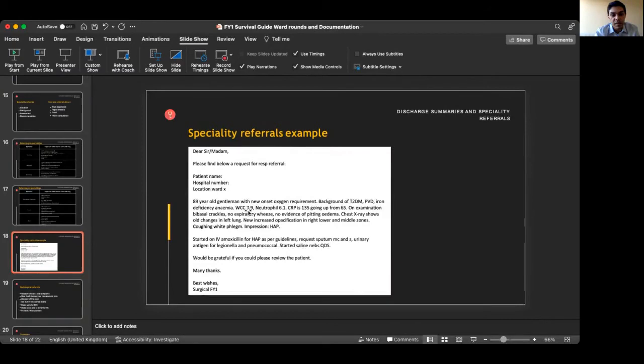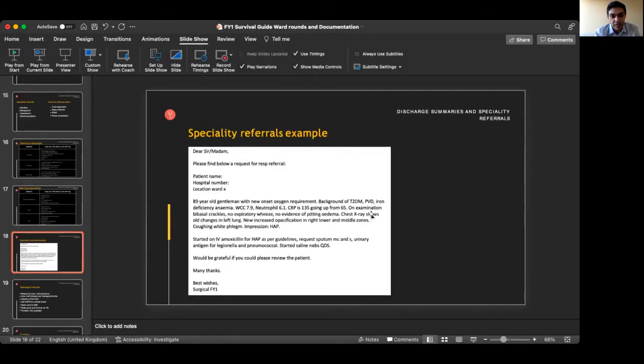So this patient has a normal white cell count and a normal neutrophil count, but they have a raised CRP of 135, and it has actually gone up from 65 on admission. I go on to tell Nihal, who is the respiratory consultant, about the results of my examination.